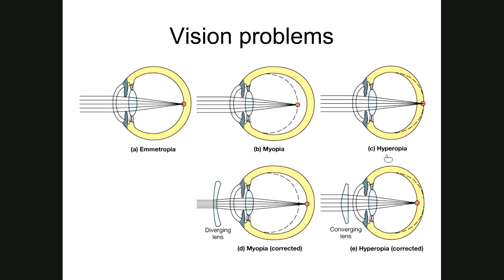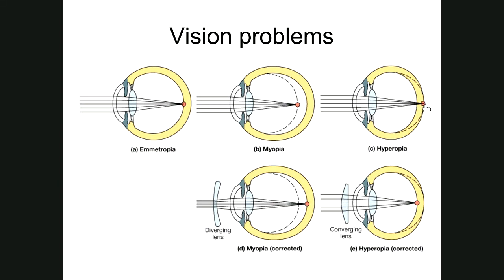Hyperopia, number 3, or farsightedness, results if the eyeball is too short. See, it's not real round, it's less rounded. Or the lens is too flat, not very biconvex. The image of a distant object will actually be focused behind the retina. So it's going to be blurry here because it's actually being focused behind the retina.